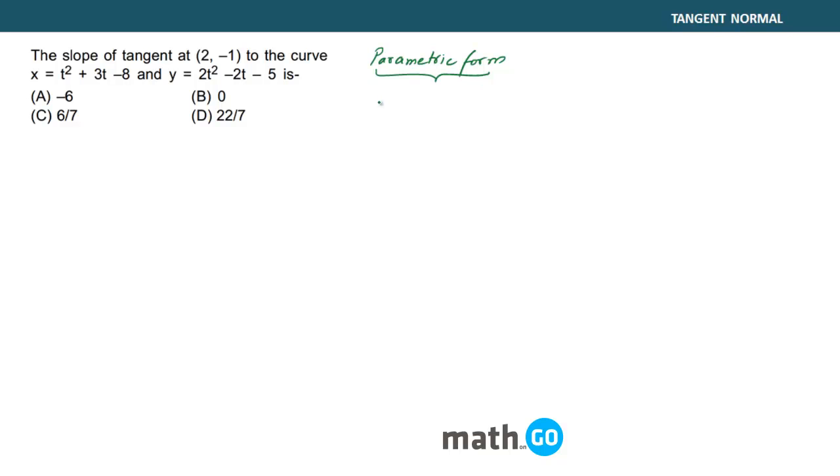We know that, so we don't have to worry too much about this. So x is given as t square plus 3t minus 8, and y is given as 2t square minus 2t minus 5, right?